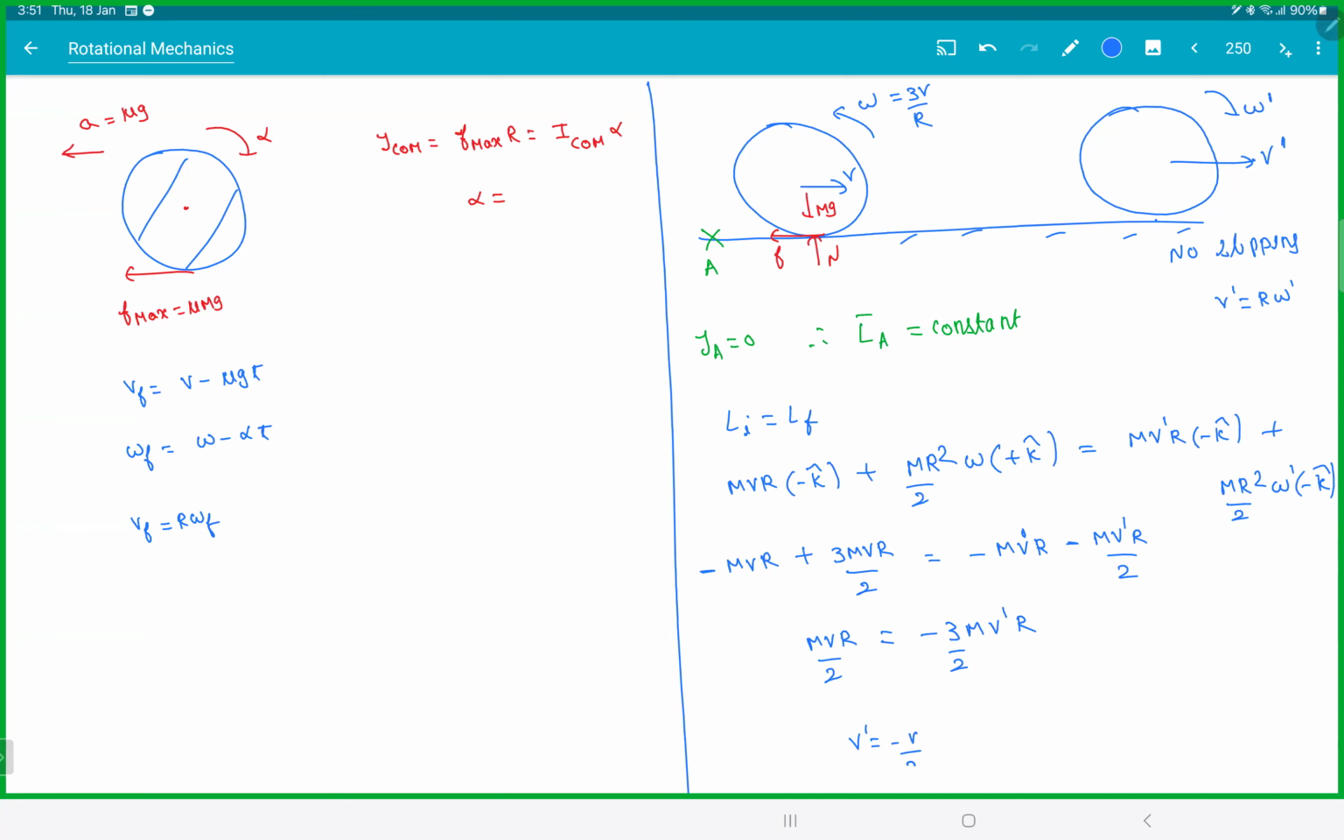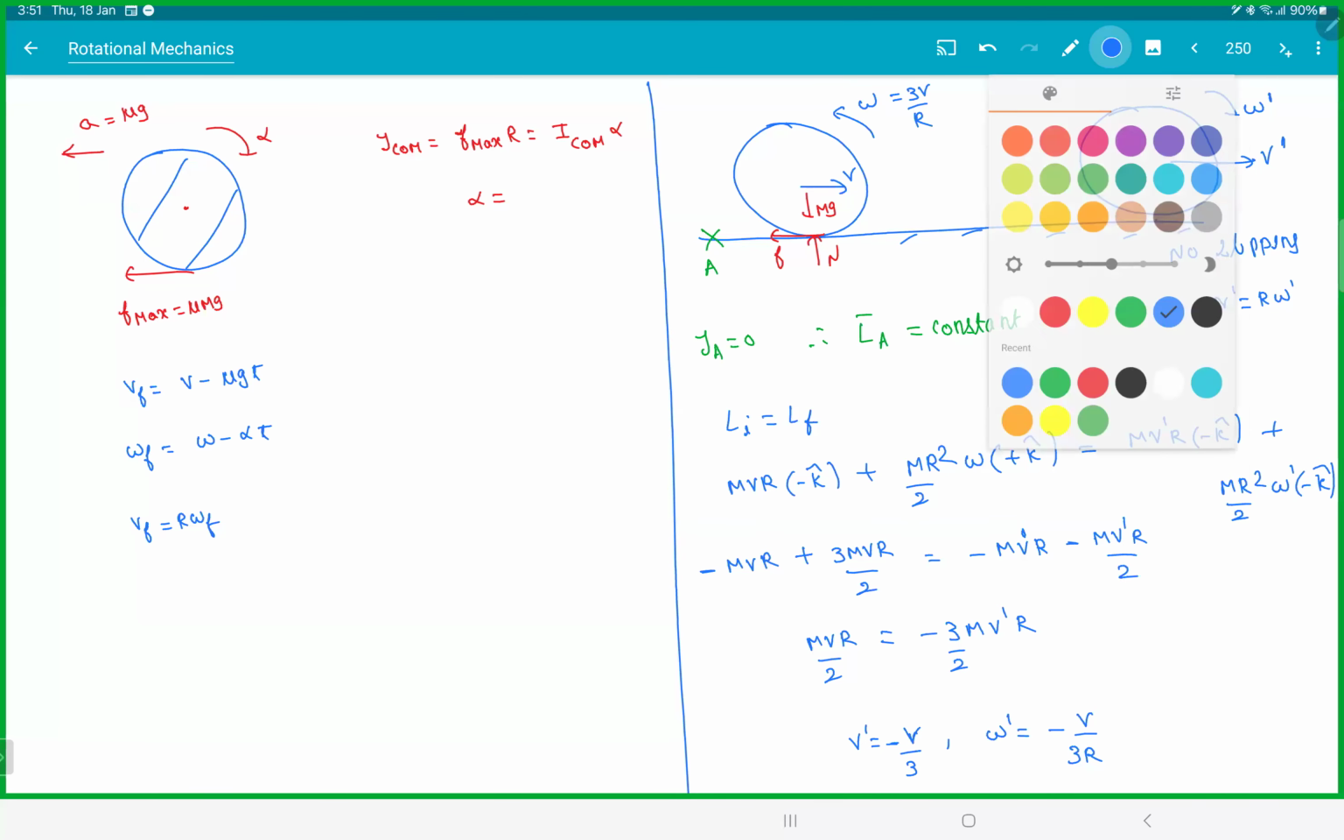V dash is minus v by 3. As expected, it is actually going backward. The coin is not going front, it is coming back. V dash aa gaya. If I know V dash, I'll get omega dash also. That will be minus v by 3r for omega. The coin is actually coming back. Have a look at this. This is faster using angular momentum.